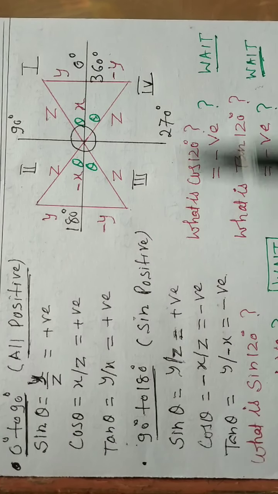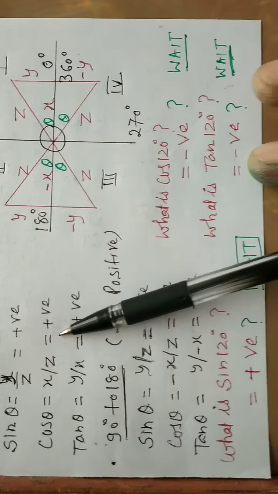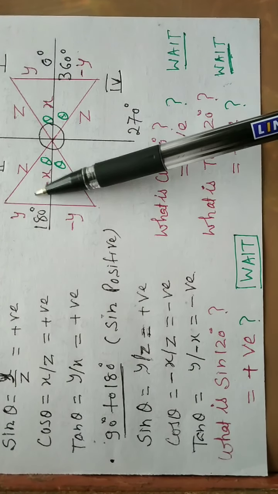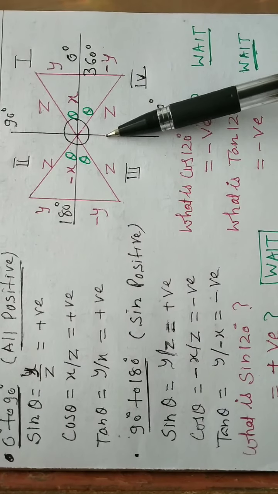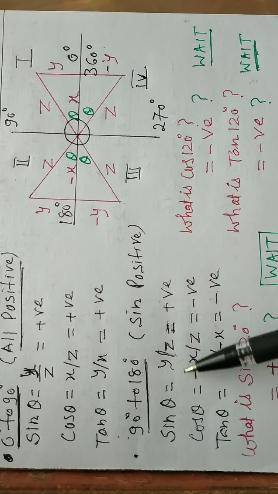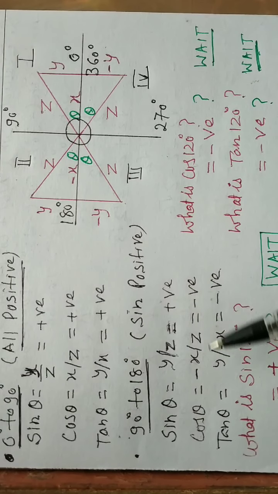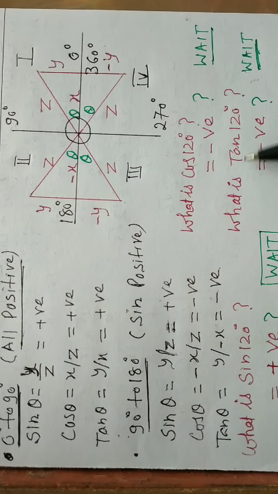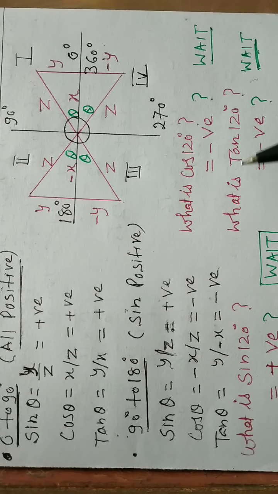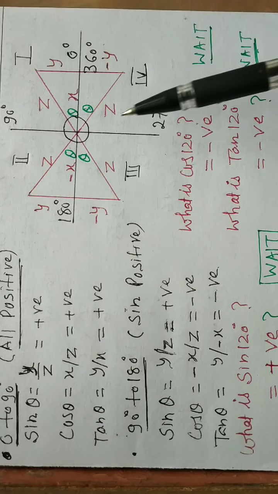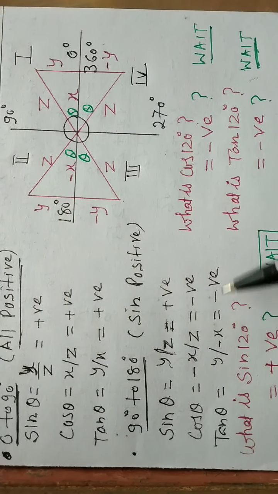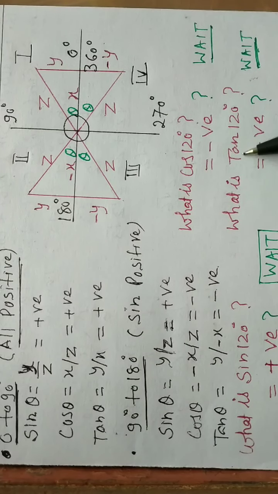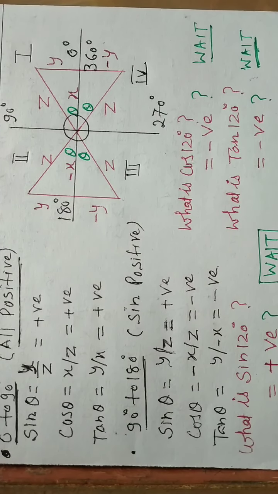Now what is the use of all these? If you are interested to find sin 120 degree, since 120 degree lies in the second quadrant, the value will be positive because sin is positive here. But if you have to find tan 120 degree, since 120 degree is in this quadrant, tan is negative, and cos 120, cos is also negative, so negative values will come. What will the negative values be? Wait for the other video.